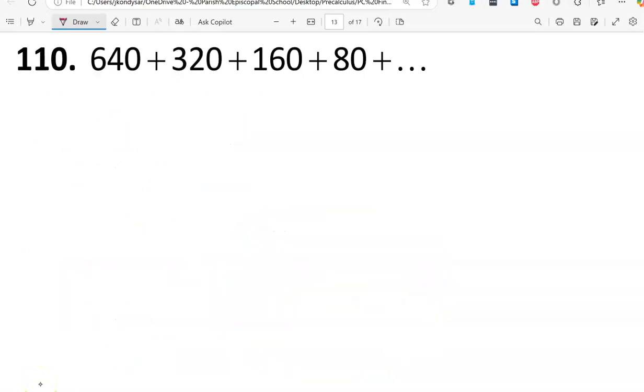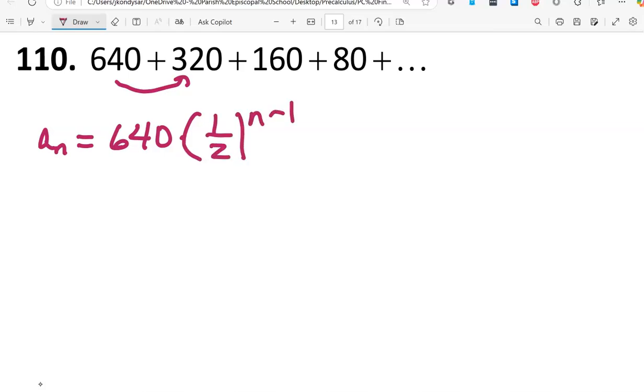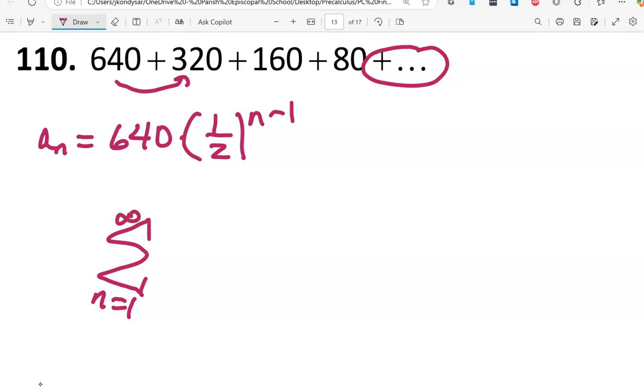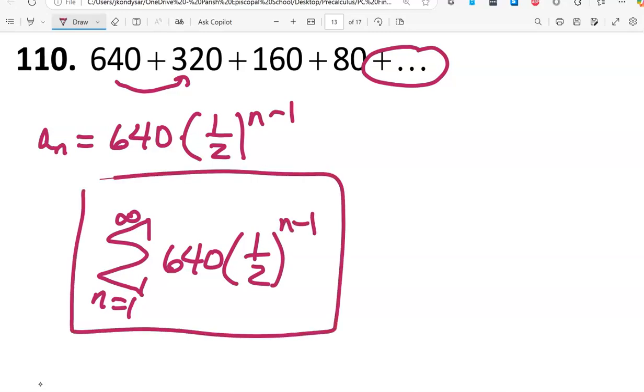In 110, we have a geometric sequence with a ratio of 1/2 because we multiply by 1/2 to get from one term to the next. So the general term is the first term times the ratio raised to the n minus 1, and we don't need to figure out what number term this ends with because the series ends with plus dot dot dot, which means that it goes on infinitely. So we can just write this in sigma notation. N starts at 1 and ends at infinity, or ends never is what we can actually say, and the general term is 640 times 1/2 to the n minus 1.